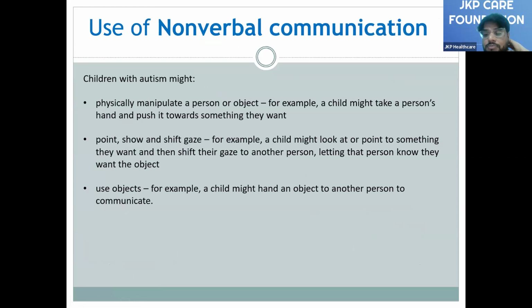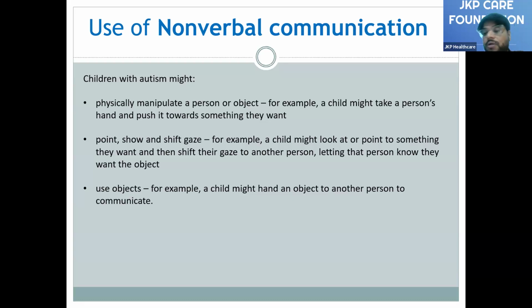Apart from language, जब हम बात नहीं कर रहे हैं तो भी हम communicate कर रहे हैं non-verbal way में. जो बच्चे बोल नहीं पाते, children who are not able to speak, they physically manipulate a person or object. For example, a child takes a person's hand and pushes it towards something they want. Very commonly found in autism.